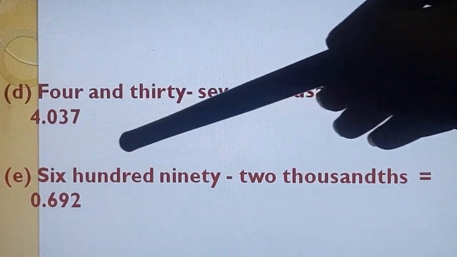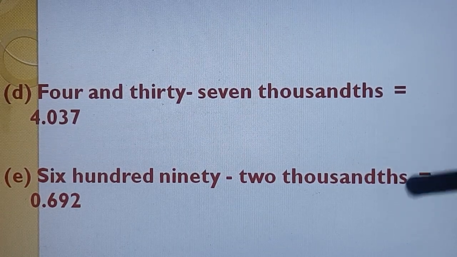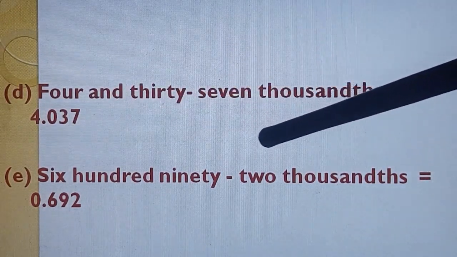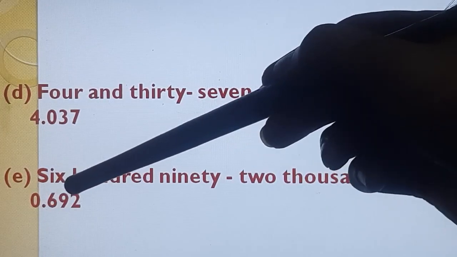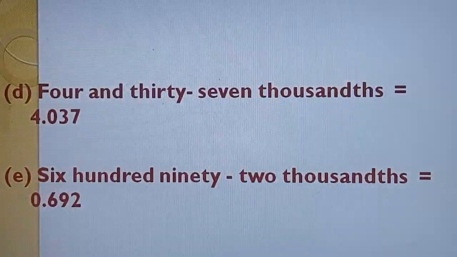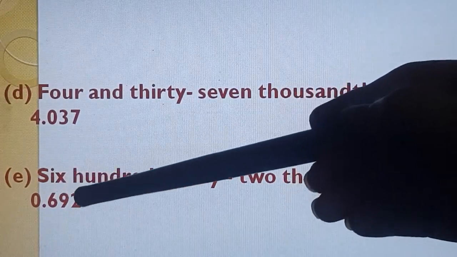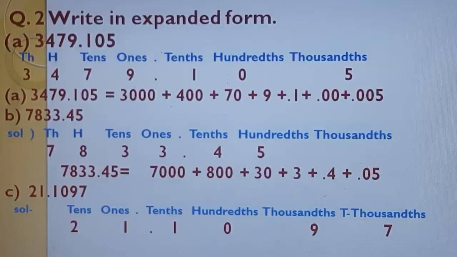E part, 692,000th. 1000 means 1000 will be in the denominator. 692 upon 1000, that is decimal 0.692. 10th place there will be 6, 100th place 9 and 1000th place 2. If you want, you can write this in the form of a table also.